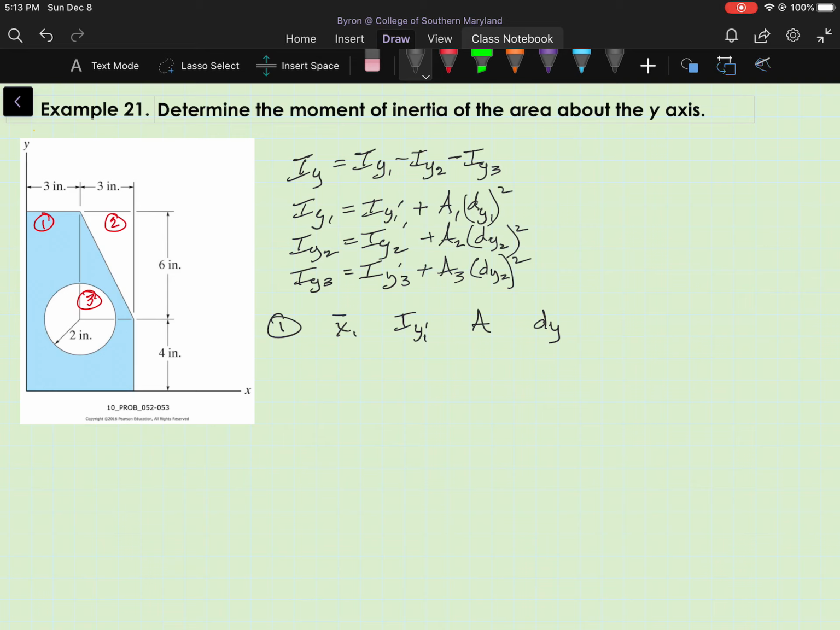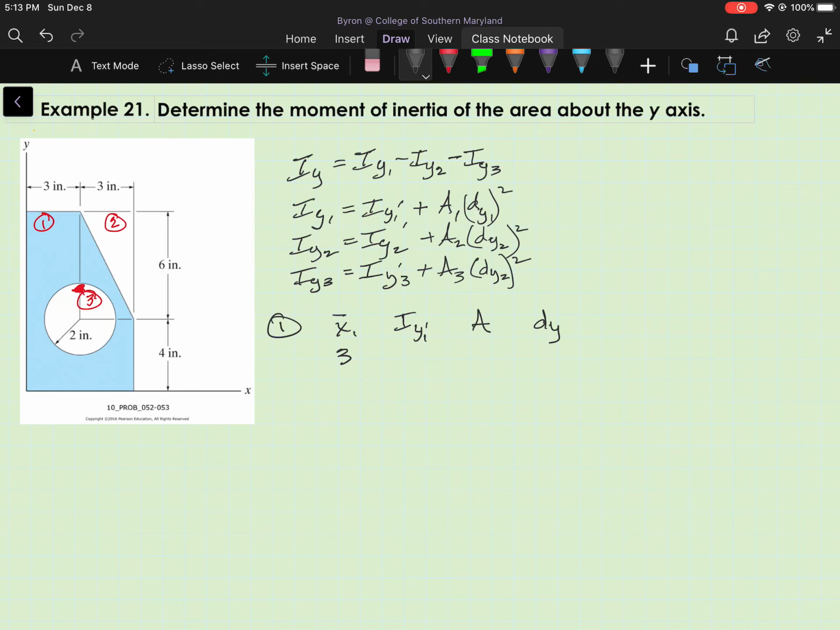Okay, so for the rectangle, the centroid obviously is going to be in the center of the rectangle, and I'm only worried about the x coordinate of that centroid. So that centroid is going to be somewhere around here, and the x coordinate of that centroid is going to be half of the width of the rectangle, which is 6 inches, so it's 3 inches.